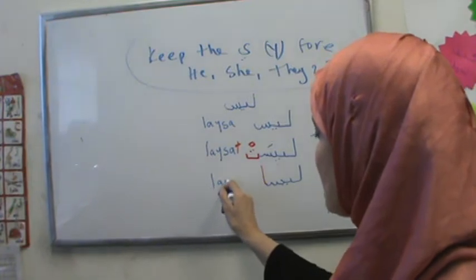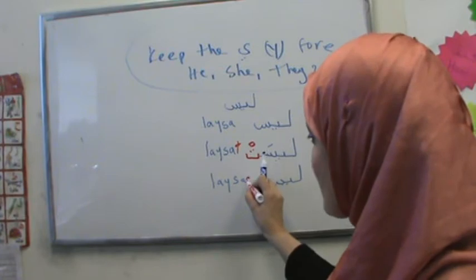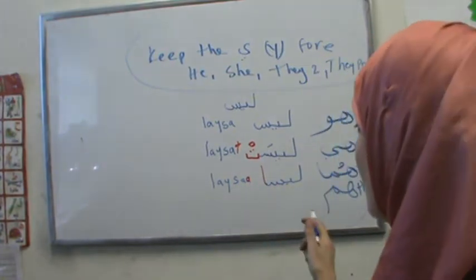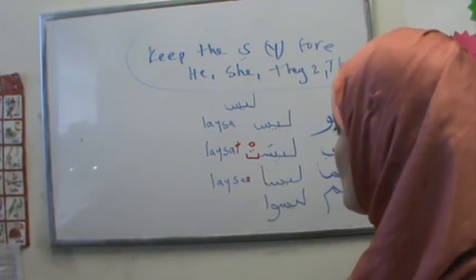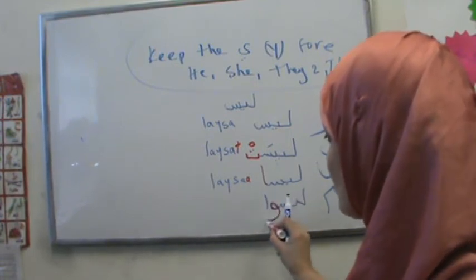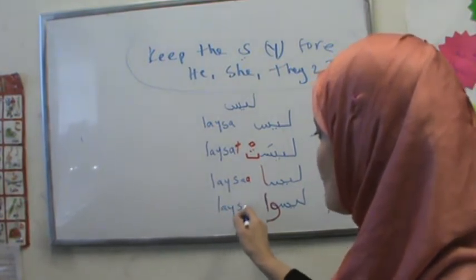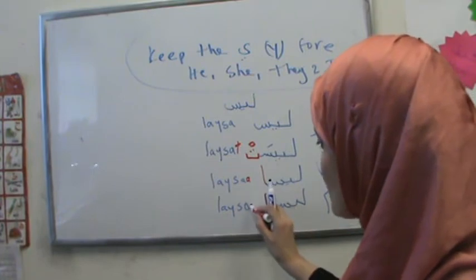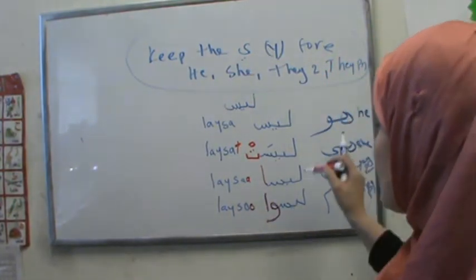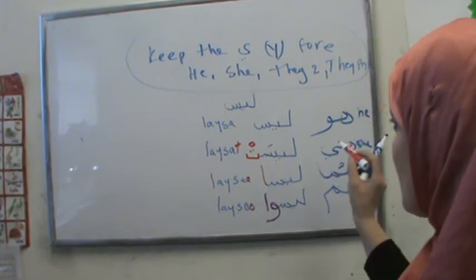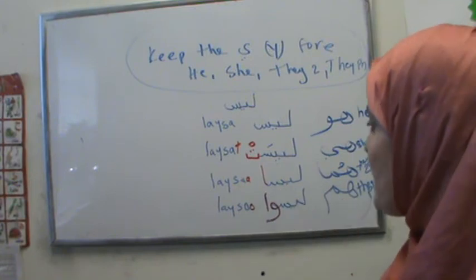Laysa, it's another a, it's a long a. And for hum, laysu. And I have an alif there. Remember, the alif is silent. So this is for laysa: huwa laysa, hiya laysat, huma laysa, and hum laysu.